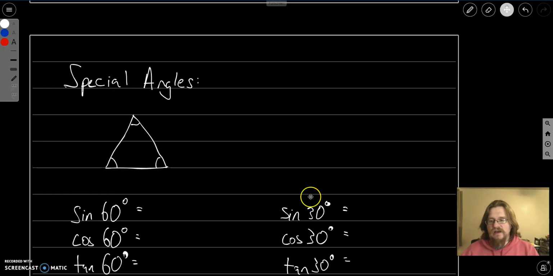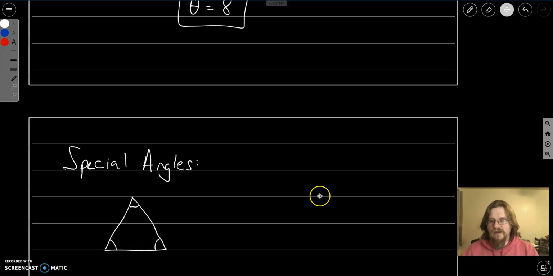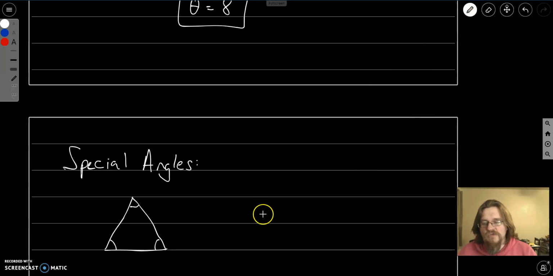The last very important thing for this chapter are going to be special angles, and I want to introduce where these come from and why they're useful. So, if I start with an equilateral triangle, what you'll notice is that all the sides will have the same length, and all the angles will be the same. So we will have 3 angles in here. If each angle is going to be theta, then what will happen here?